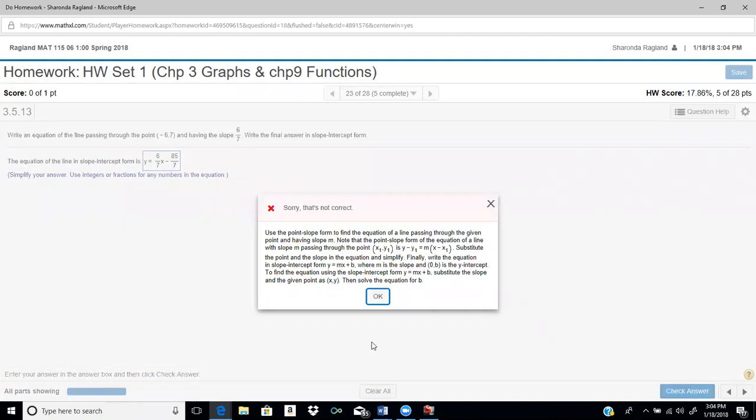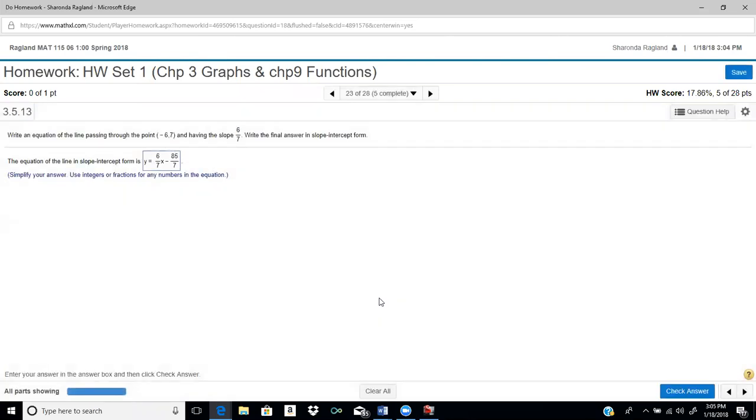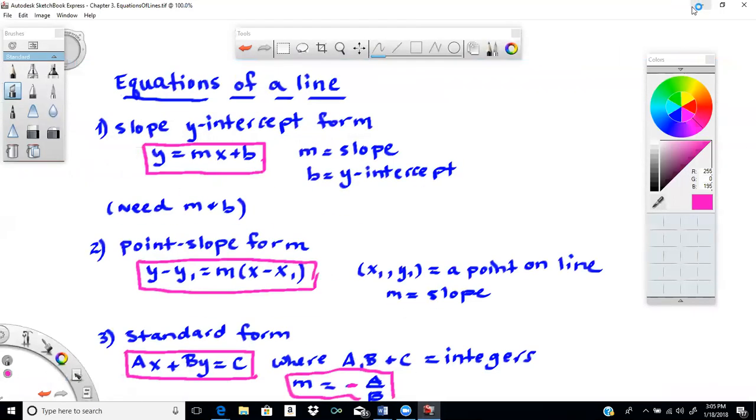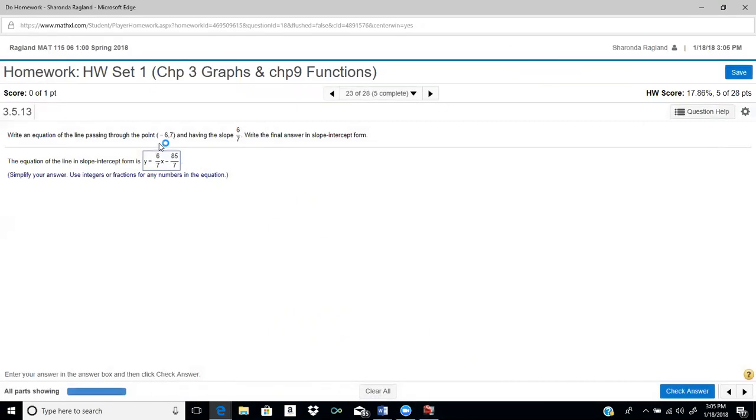Uh-oh, sorry, we did something wrong. What did I do? Okay, it shouldn't have been a minus, right? Let me look at my sketch. Did we get plus or minus? So let's change it. And if you do get it wrong, okay, it will allow you to correct it.